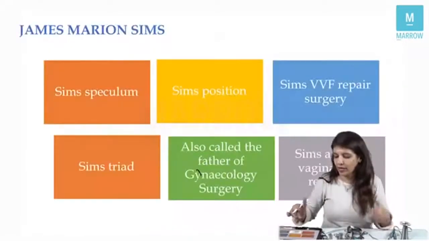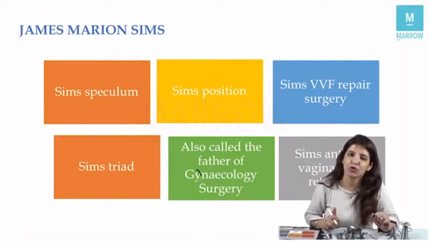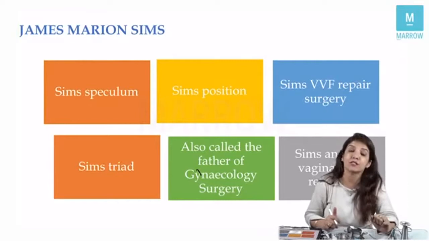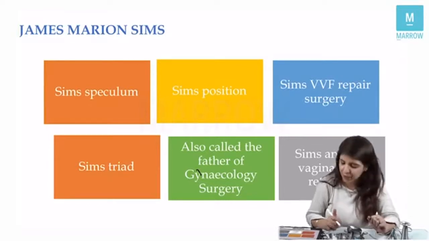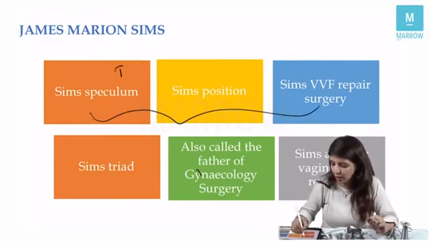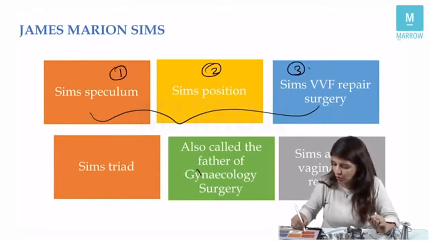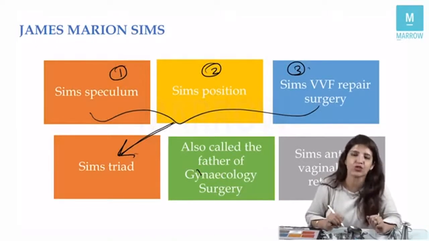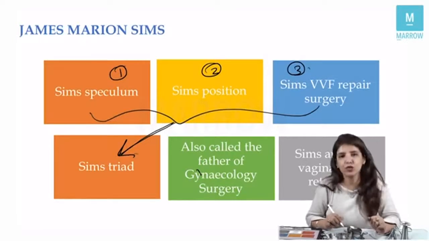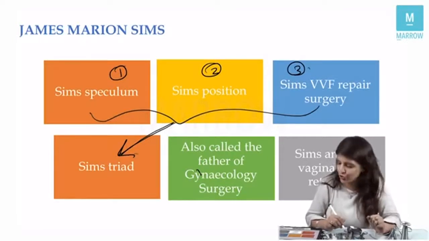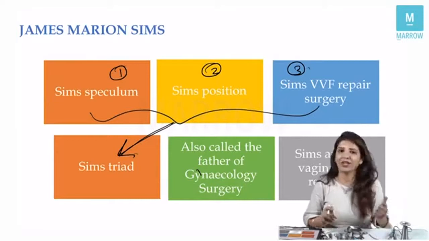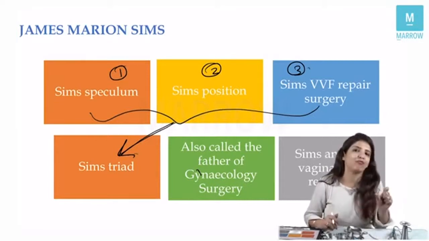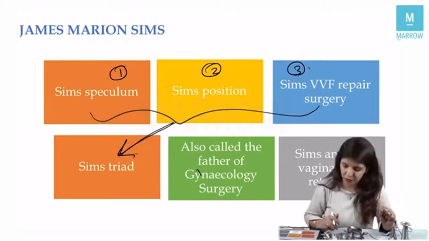So number one, I told you based on the name SIMS was SIMS speculum. Number two, there can be SIMS position. Number three, there is a SIMS method for VVF repair. Together these three, 1, 2 and 3, are called the SIMS triad. A very important Viva question, what is SIMS triad, right? Apart from this, yes, we have the SIMS anterior vaginal wall retractor, and yeah, that's it. So these are the things which we have based on the name SIMS, right?